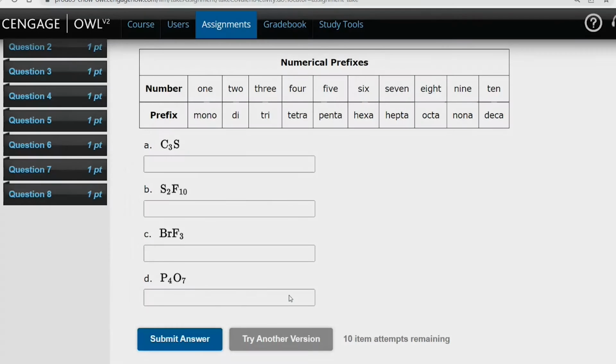All right, here we go. This is fun. We actually get to do some work now.